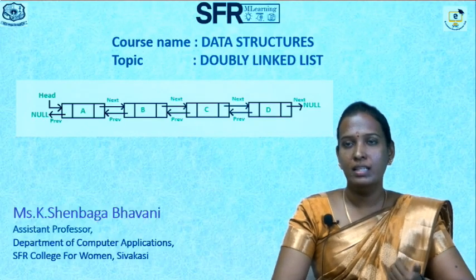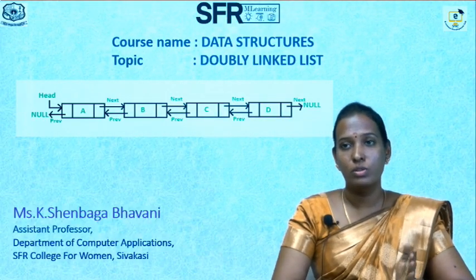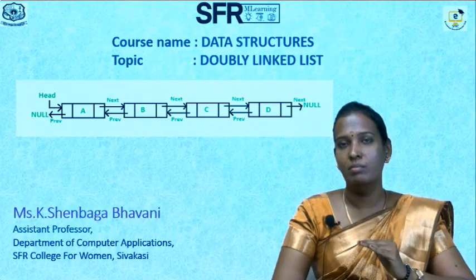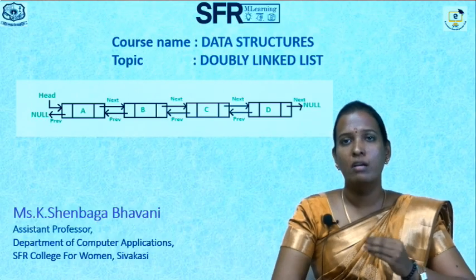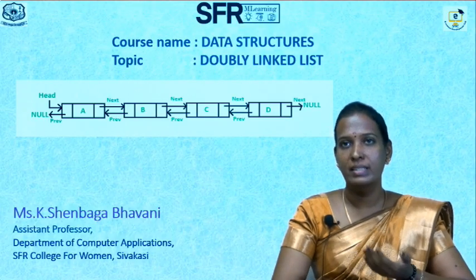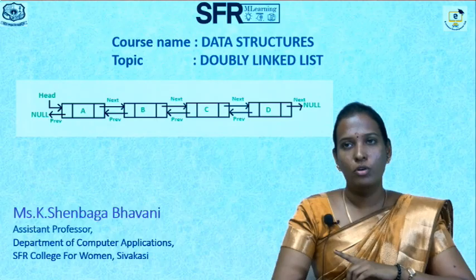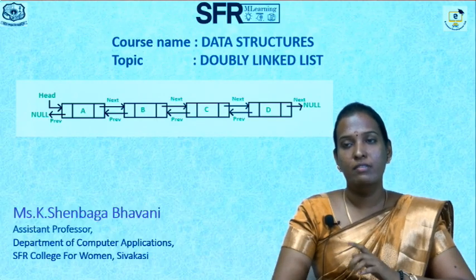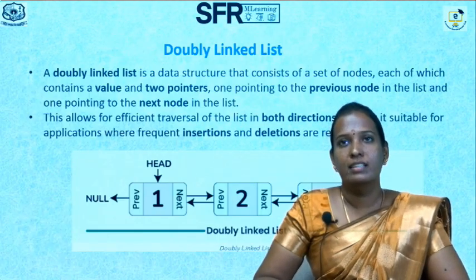In singly linked list, as we have seen so far, it can travel only in one direction, but in doubly linked list the main advantage is we can traverse the nodes in both directions, that is from forward to backward. This is the main advantage of doubly linked list. So let us see the content.